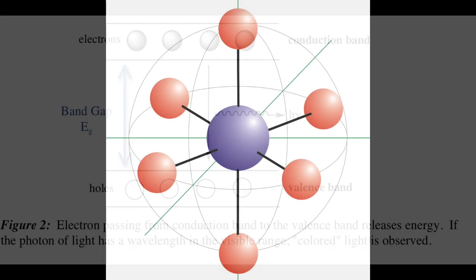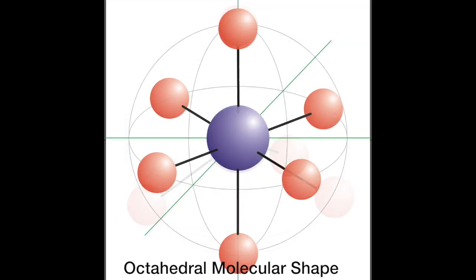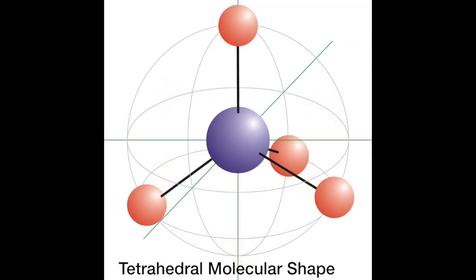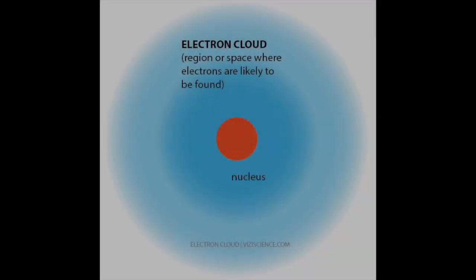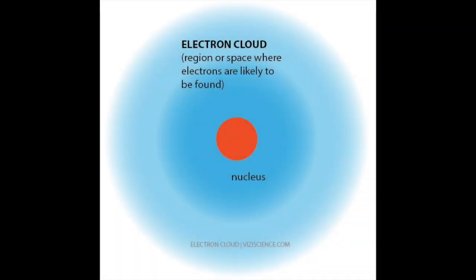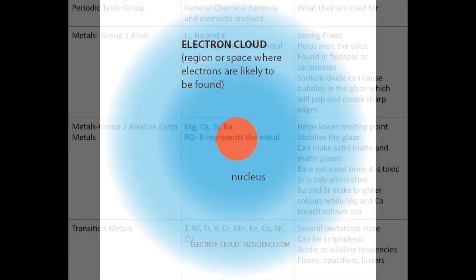Transition metals also can change their molecular shape into an octahedral or tetrahedral shape. These shapes will affect the electron cloud that surrounds the metal, which will affect the wavelengths that can be absorbed by the metal or not.